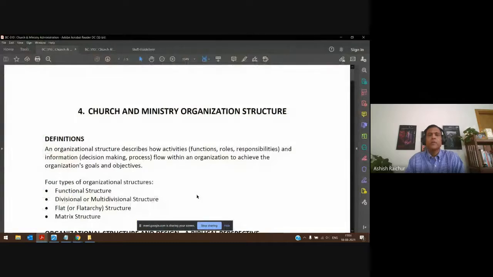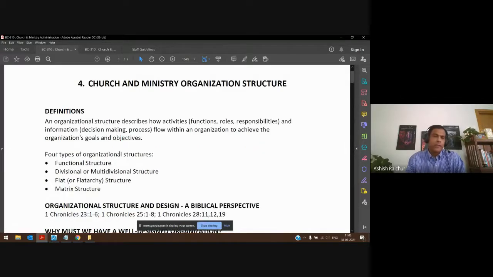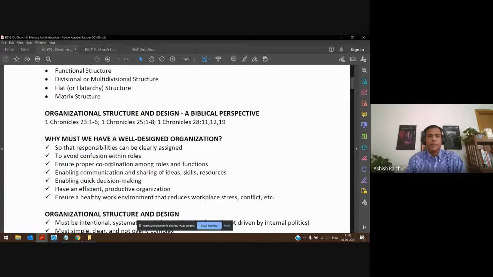Okay, so I'm just quickly reviewing what we did last week. We talked about organization structure. We went through some of the major types of organizational structures: the functional, the divisional, the flat, the matrix. We talked about how we see this even in the Bible. We gave one example of how David organized everything around the tabernacle, which went on for over 30 years. They had 24/7 worship happening in David's tabernacle. That was very organized, and there was structure and design. You can look at it in depth.